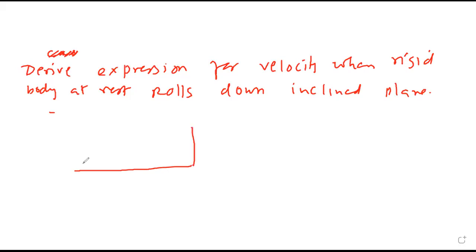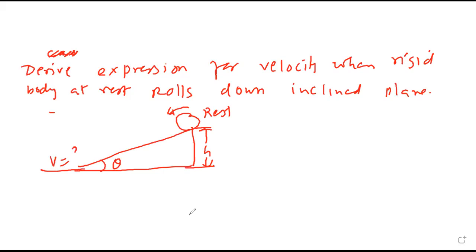This is one plane, inclined at angle theta, height is h, and a rigid body at rest rolls down the inclined plane. We want the velocity at the bottom. When the body comes down at the bottom, is there loss in potential energy? Yes, which gets converted into rolling kinetic energy. Correct, no?